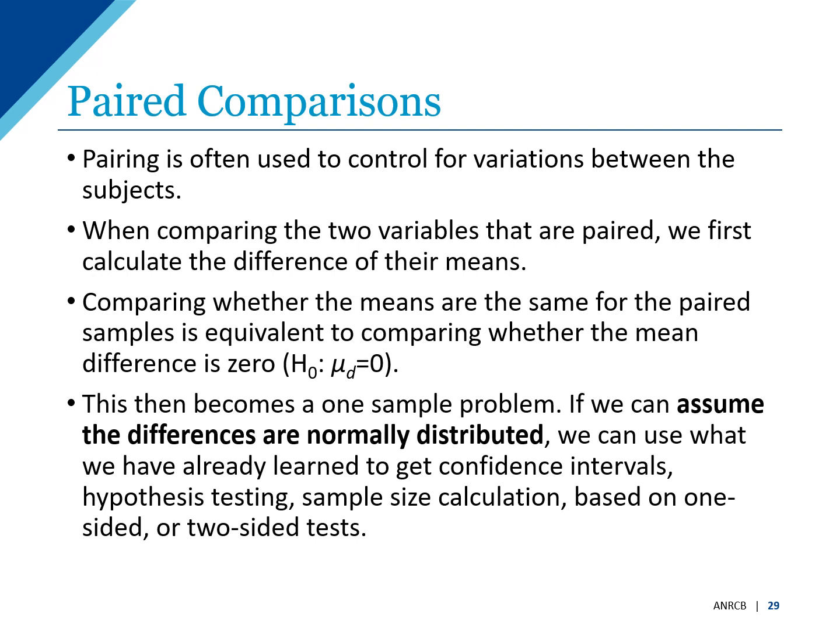Pairing is often used to control for variations between the subjects. When we compare the paired variables, we first calculate the difference of their means. Comparing whether the means are the same is equivalent to comparing whether the mean difference is 0. When we do this, it becomes a one-sample problem. If we can assume the differences are normally distributed, we can use what we already know to get confidence intervals, conduct hypothesis testing, and sample size calculation.